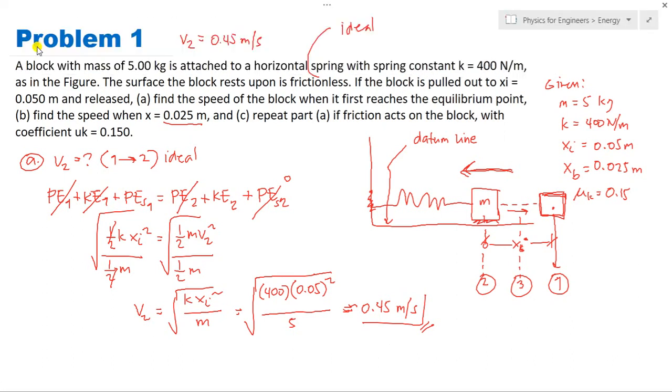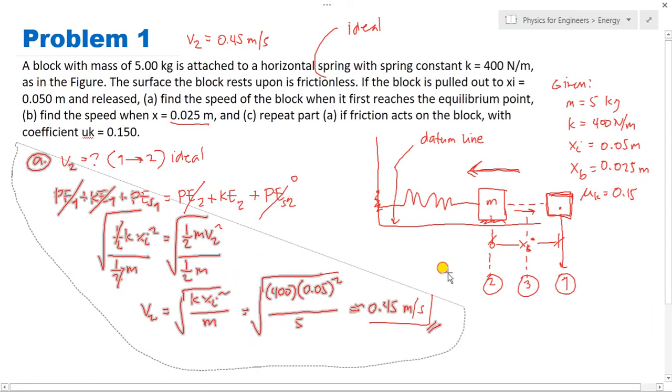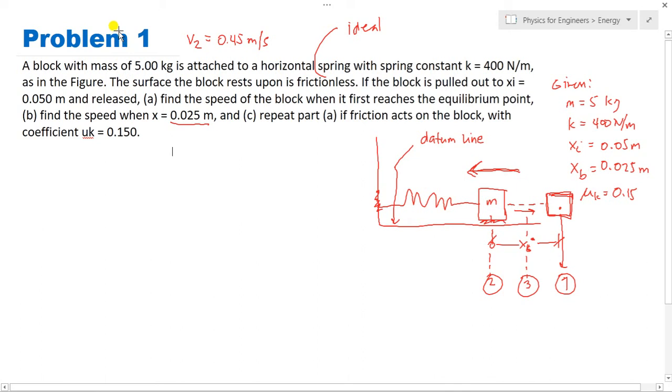Okay, so let's go to letter B. For letter B, find the speed when x is equal to 0.025, and this condition is located on state 3. In state 3, since the measurement from the point of release is 0.025, it is midway between state 1 and state 2. So what we need to find here is the speed, V3 at x equals 0.025, so the analysis is between 1 and 3.